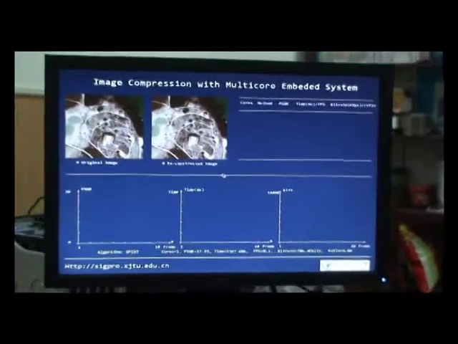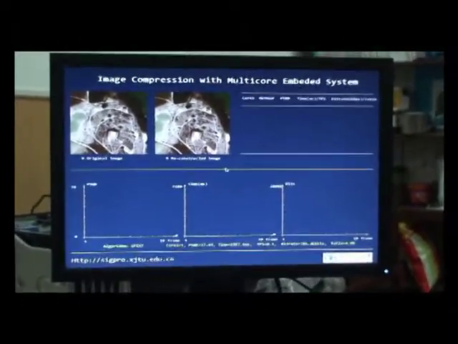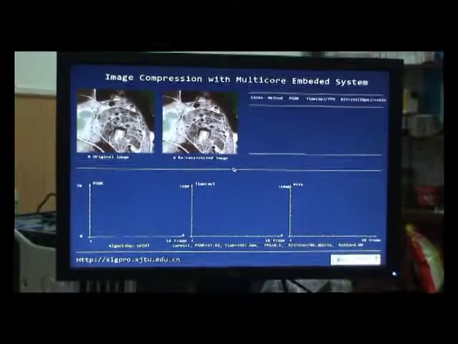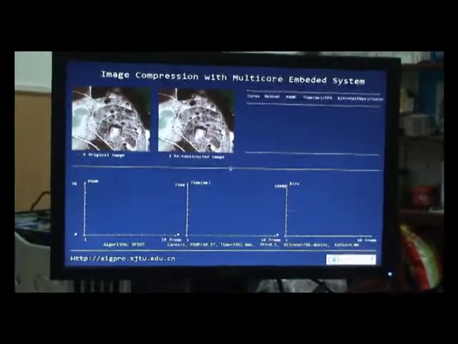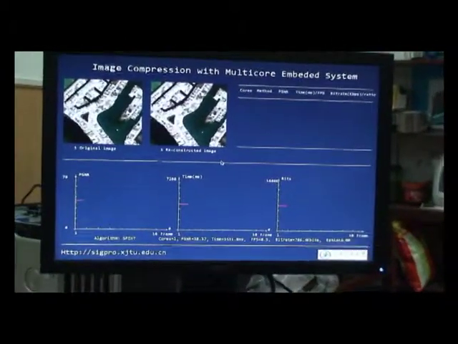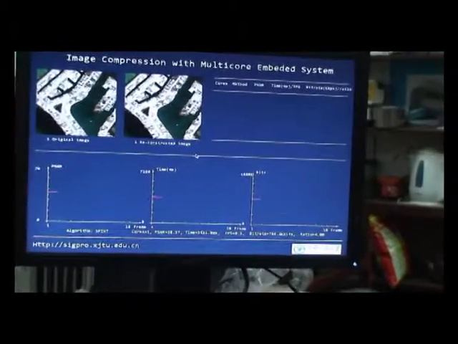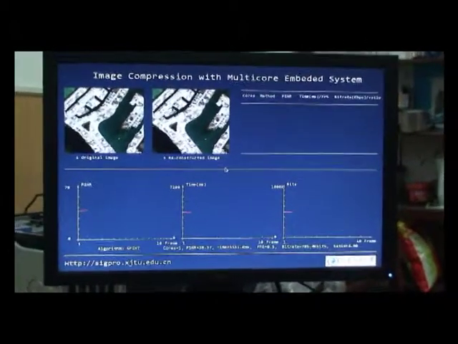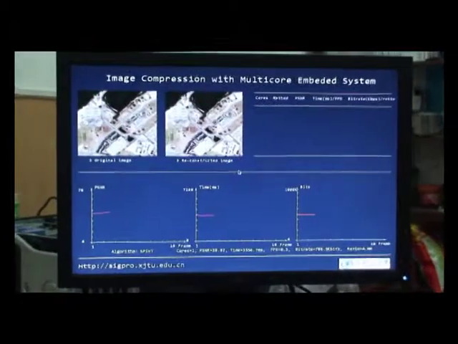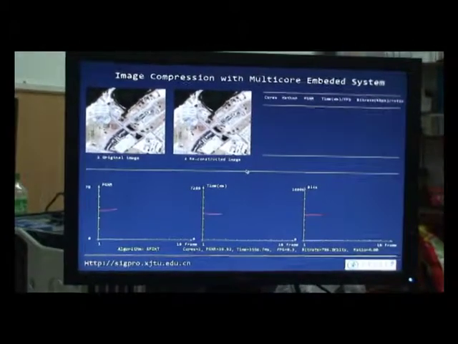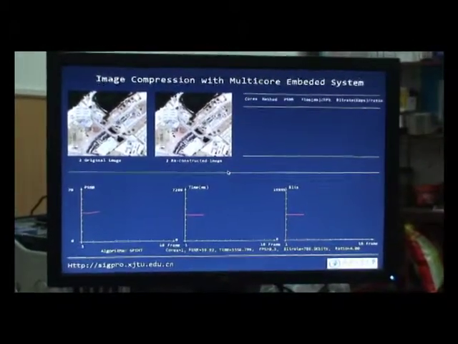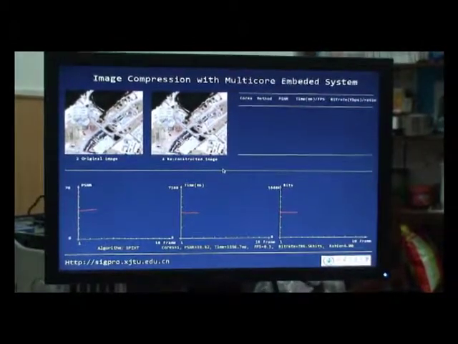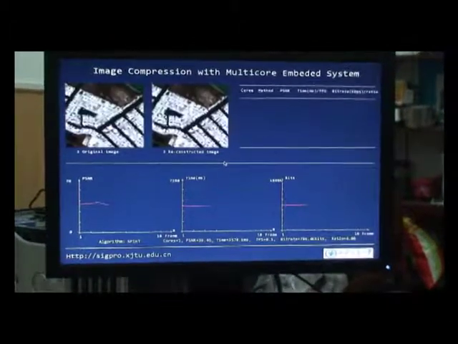We will show three experiments used by SPIHT algorithm. The compress ratio of three experiments is 4 to 1, 8 to 1, and 12 to 1. SPIHT algorithm uses float data type, but the Tyro chips do not contain any float accelerate unit, so the compress speed is slow.